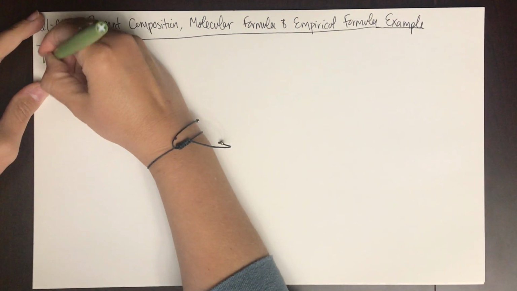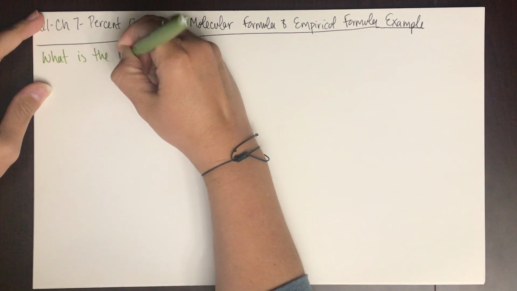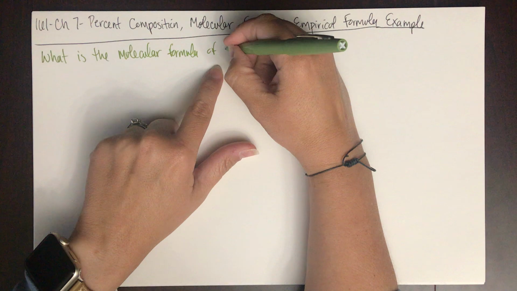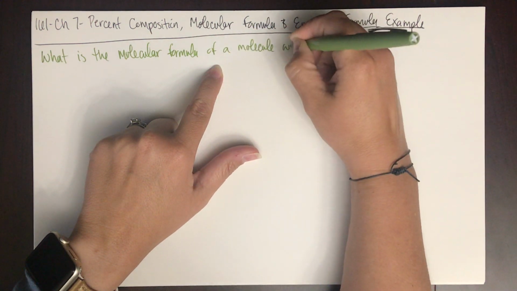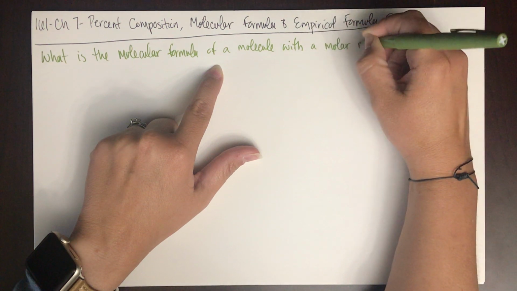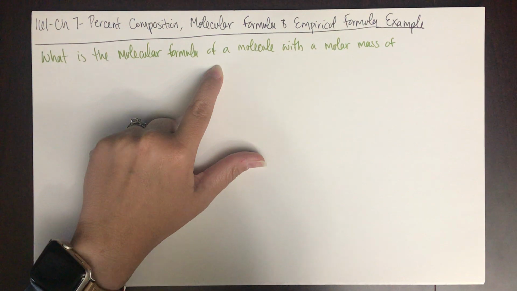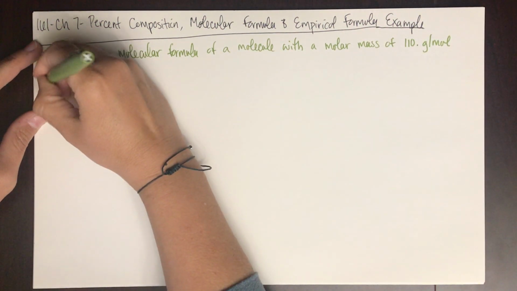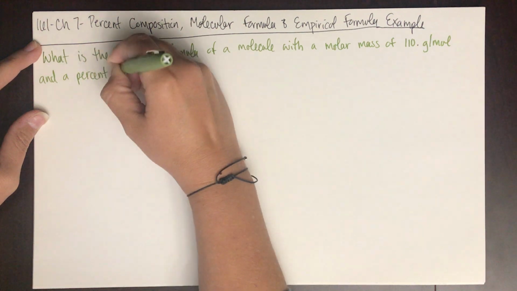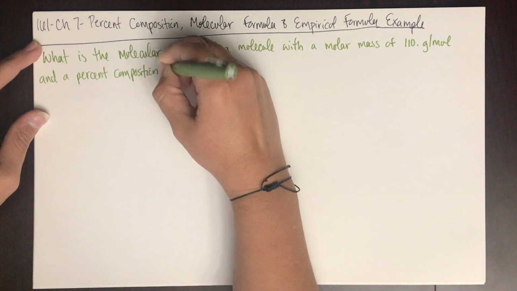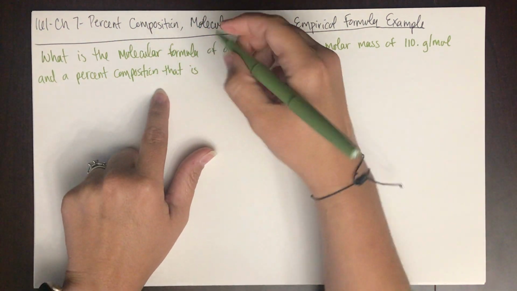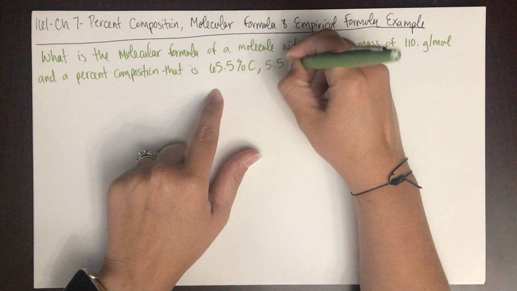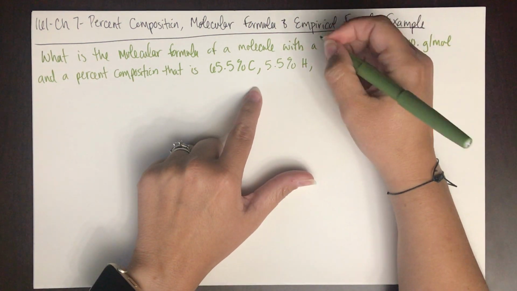So it says, what is the molecular formula of a molecule with a molar mass of 110 grams per mole and a percent composition that is 65.5% carbon, 5.5% hydrogen, and 29.0% oxygen.